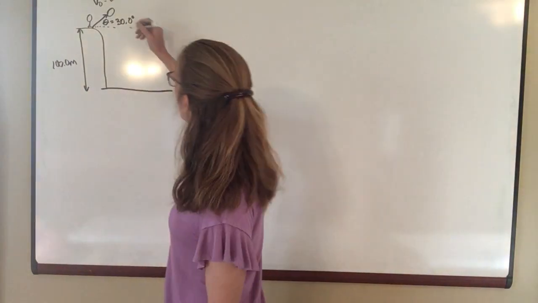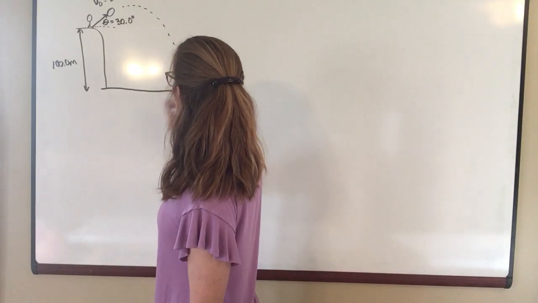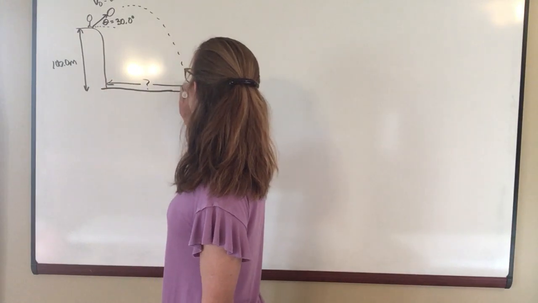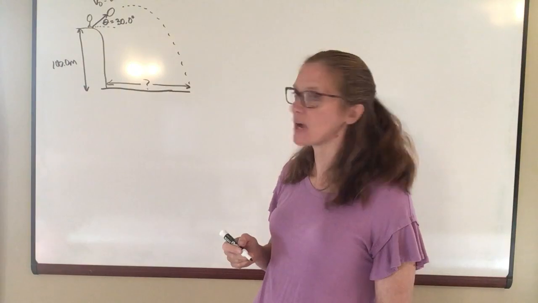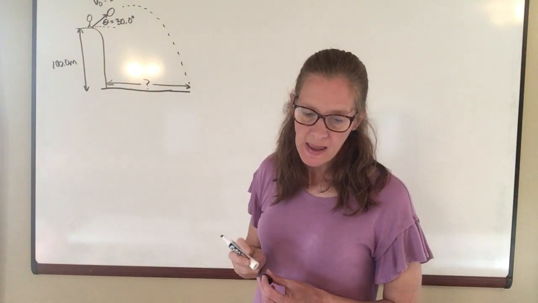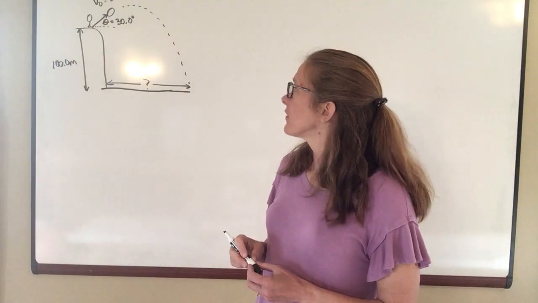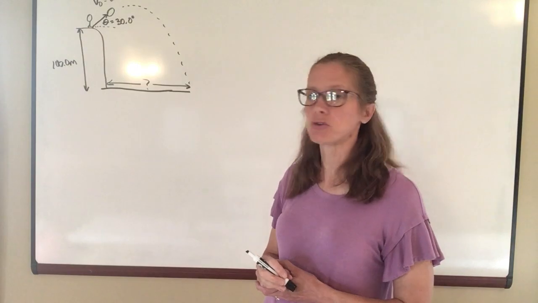And what I want to know is, once this thing falls, what is my horizontal displacement going to be? Where is it going to hit the ground? Okay, so that's what I'm asking for. How far from the edge of the cliff is it going to land? That's all the information I know, but thankfully that's all the information I need, because I also know acceleration due to gravity.